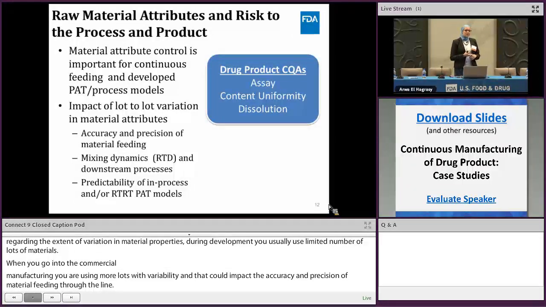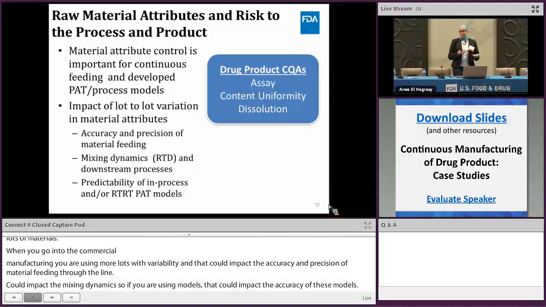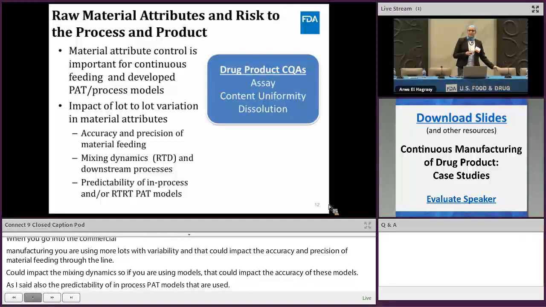And as I said, also the predictability of in-process PAT models that are used. And the critical thing is that the potential drug product critical quality attributes that would be impacted by this type of disturbance would be the assay of the product, the content uniformity, and the dissolution, which are all critical for the performance of the drug product.